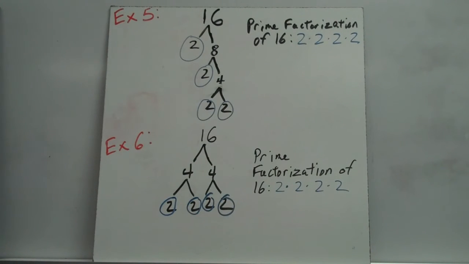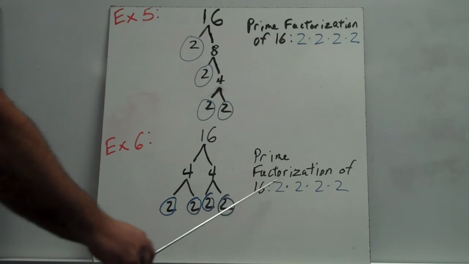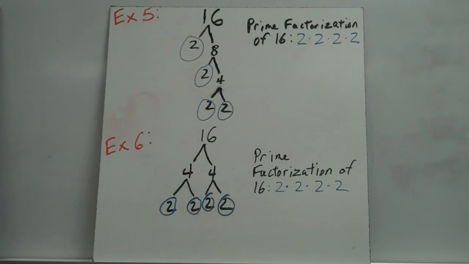So example 6, we've got 16 again, but this time we used 4 times 4 instead of 8 and 2. So when we break 16 down into 4 times 4, those are not prime numbers. We have to go a little further, and we know that 4 is made up of 2 times 2, and 4 again is made up of 2 times 2. So you still get 2 times 2 times 2 times 2, the same prime factorization. We just went about it a different way. So it is okay to use different paths to get there. Just make sure that the prime factors are all the same.